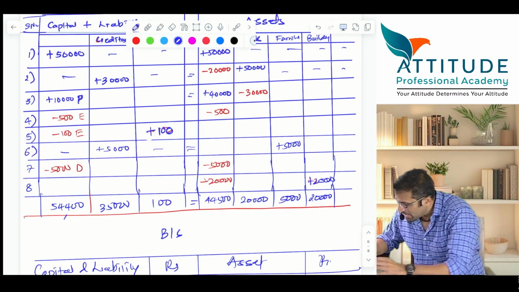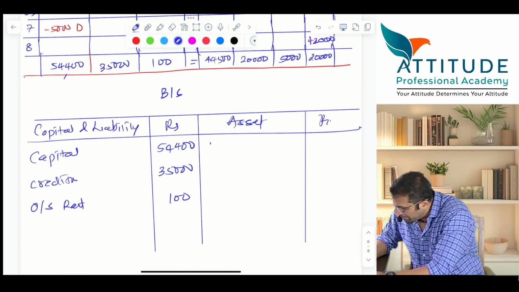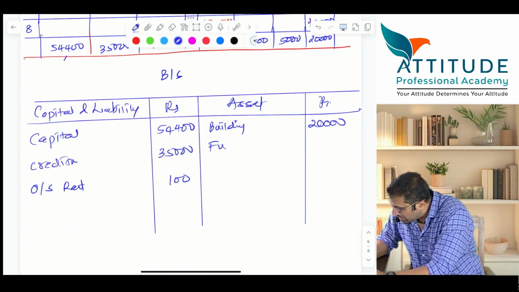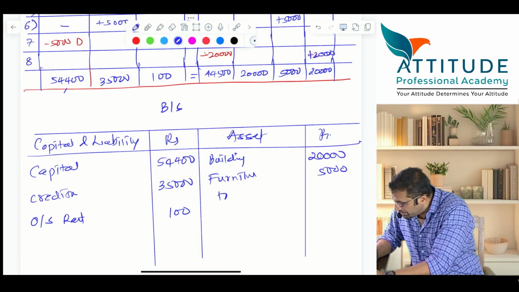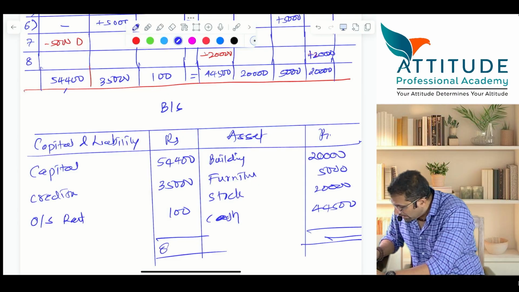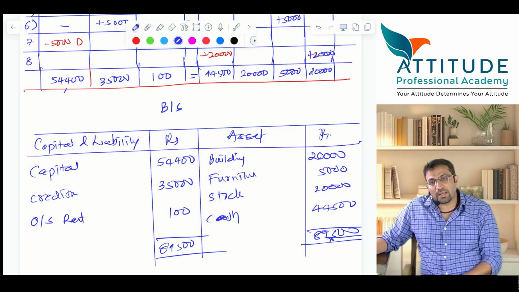100. नाउ कैश में आ जाओ. कैश में क्या क्या है? सॉरी, एसेट्स में क्या क्या है? कैश, स्टॉक, फर्नीचर, बिल्डिंग. विल स्टार्ट विद बिल्डिंग फर्स्ट. बिल्डिंग कितना है? 20,000. देन कम्स फर्नीचर, कितना है? Furniture 5,000. Next stock is 20,000. Next cash is 44,500. What is the total? 89,500. 89,500 ना? Yes. हो गया balance sheet.